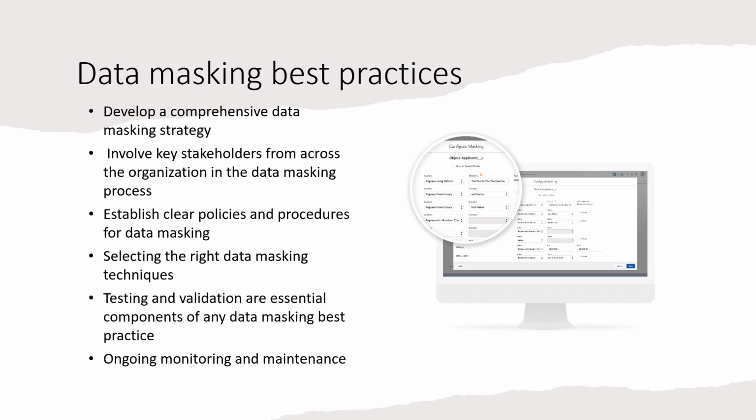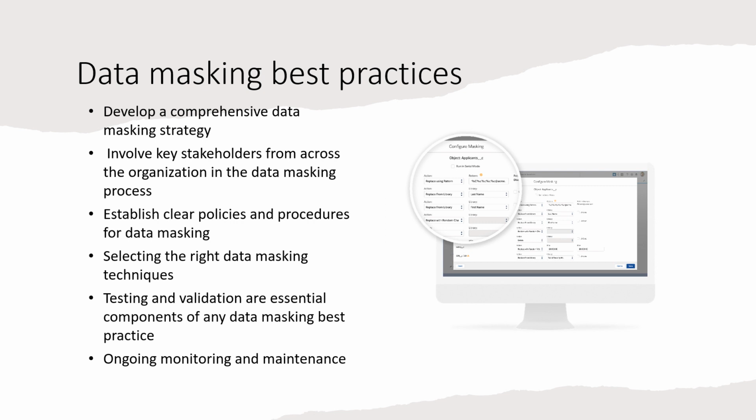Next, it's essential to involve key stakeholders from across the organization in the data masking process. Data masking is not just an IT or security initiative. It requires collaboration and buy-in from various departments, including legal, compliance, and business units. By engaging these stakeholders early on, organizations can ensure that the data masking efforts align with broader business objectives and regulatory requirements. It's like assembling a team of experts, each bringing their unique skills and perspectives to the table to create a cohesive and effective solution.